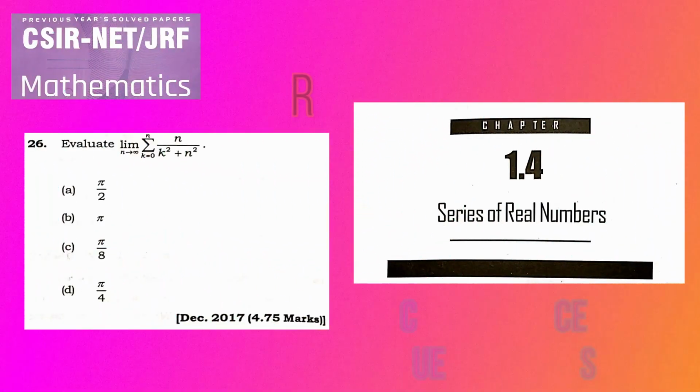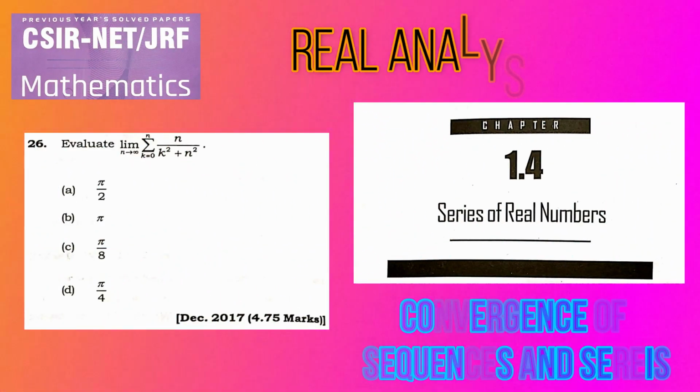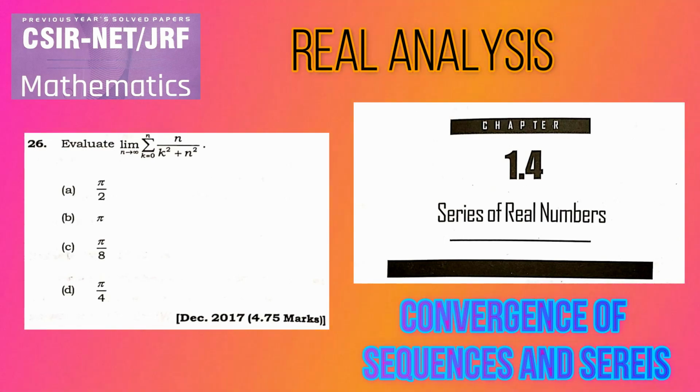Our question: we have given the limit as n tends to infinity of the sum, k running from 0 to n, of n upon k square plus n square. So we have to find the limit under the summation. We first find the summation and then apply the limit. This question is from Paper 3, that means a 4.75 marks question, and it is a multiple correct question, which means two or more than two options may be correct.